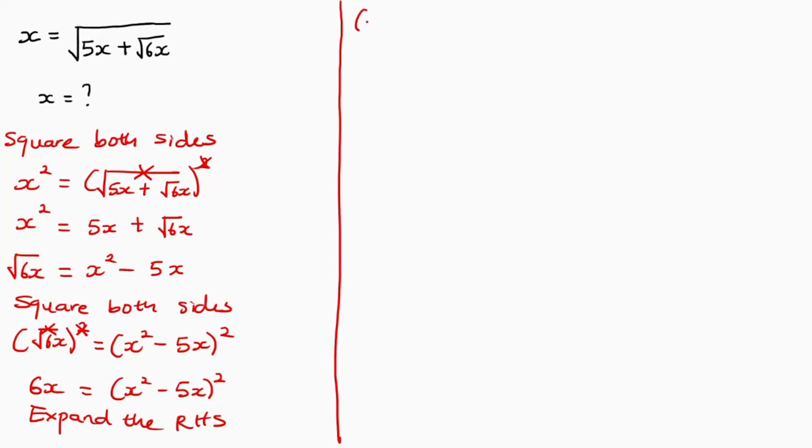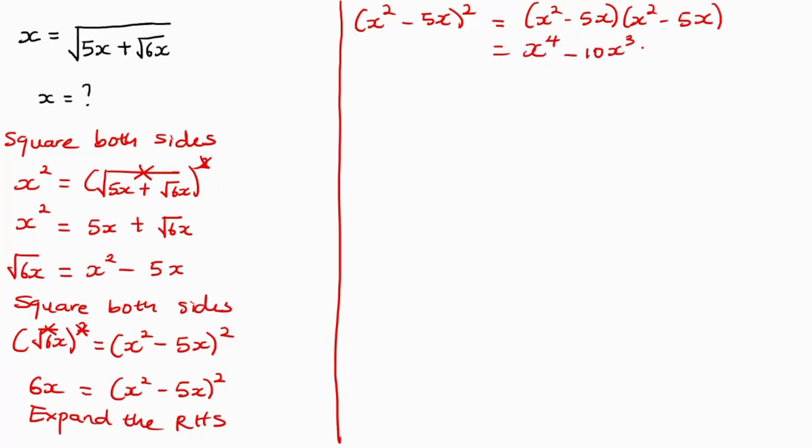We have x squared minus 5x all squared. This is equal to x squared minus 5x multiplied by x squared minus 5x. And if we expand this, we have x raised to the power of 4 minus 10x cubed plus 25x squared. So therefore, from this point, we have that 6x is equal to x raised to the power of 4 minus 10x cubed plus 25x squared.